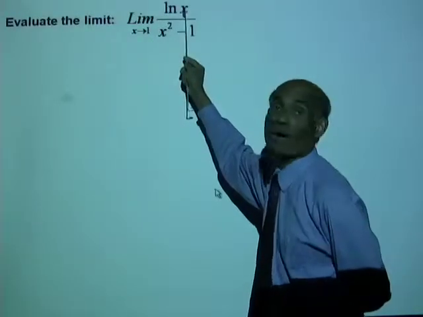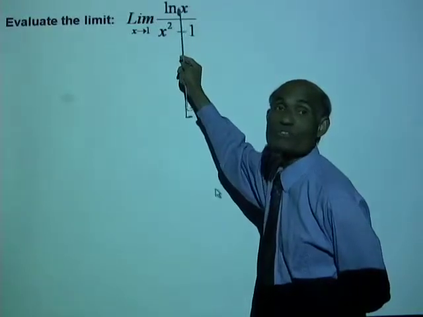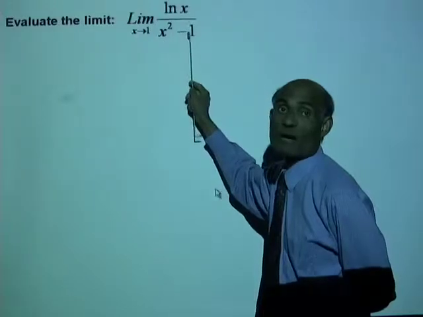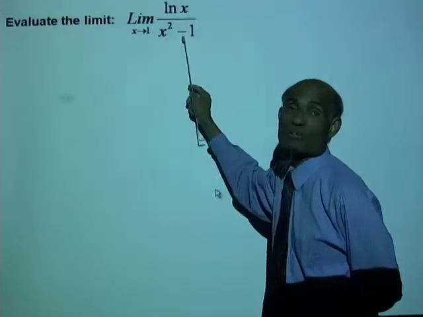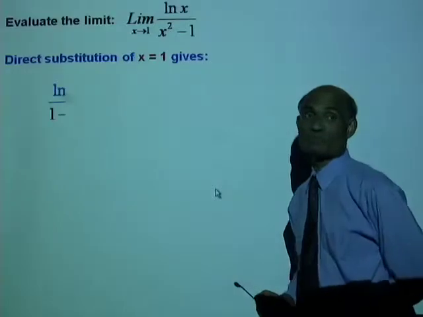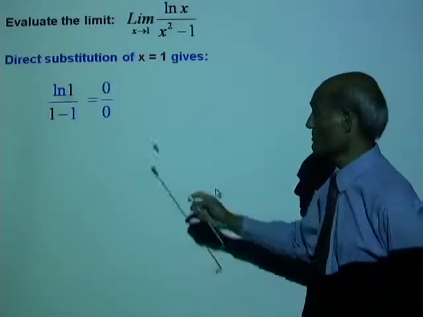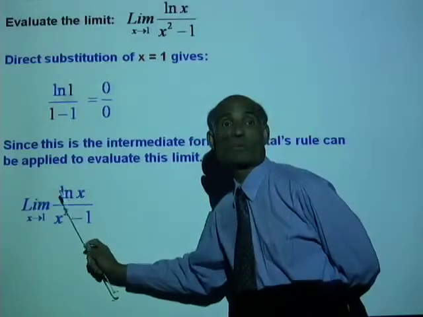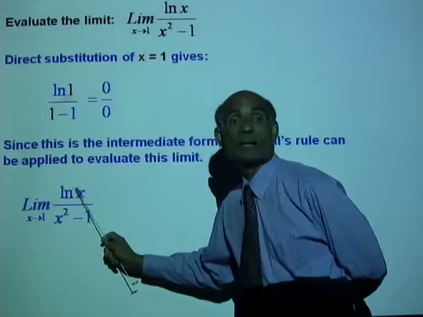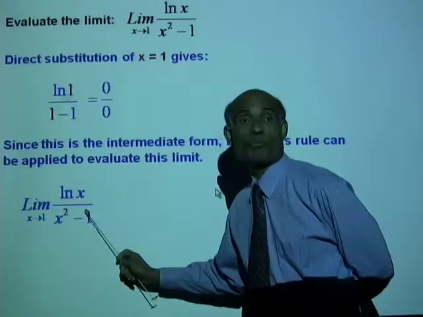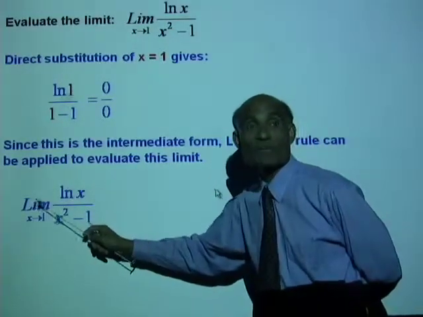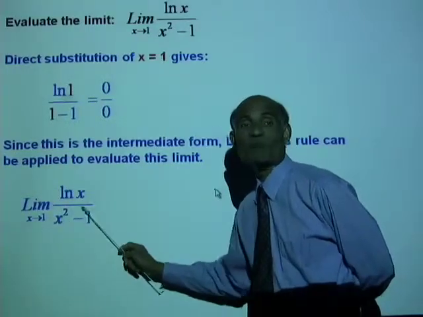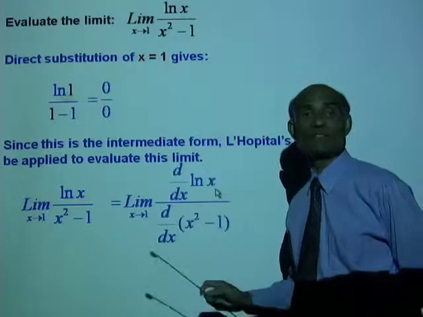What is ln of 1? ln of 1 is 0. And when you replace x by 1, this is 1 minus 1, 0. That is 0 over 0. So that is an indeterminate form, and therefore we can use L'Hopital's rule. Limit x approaches 1, ln x over x squared minus 1 is the same as limit x approaches 1, the derivative of the numerator divided by the derivative of the denominator.